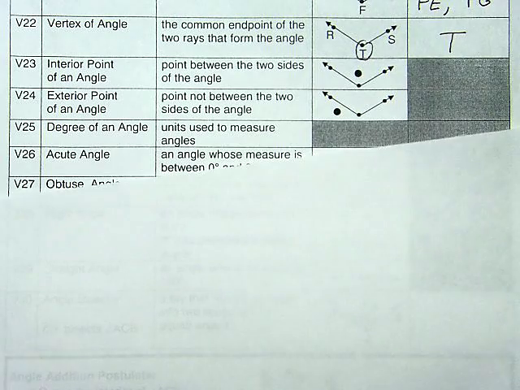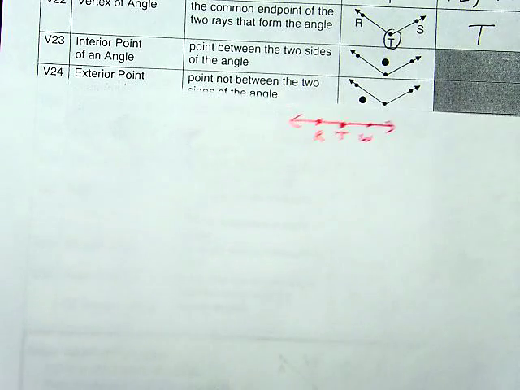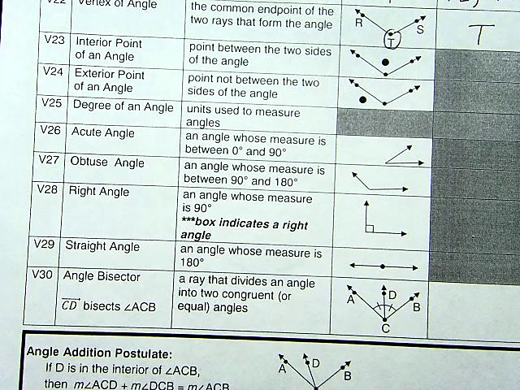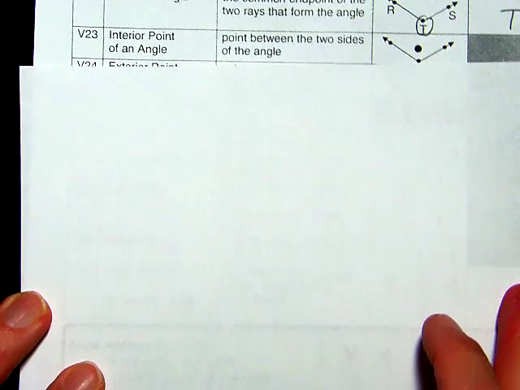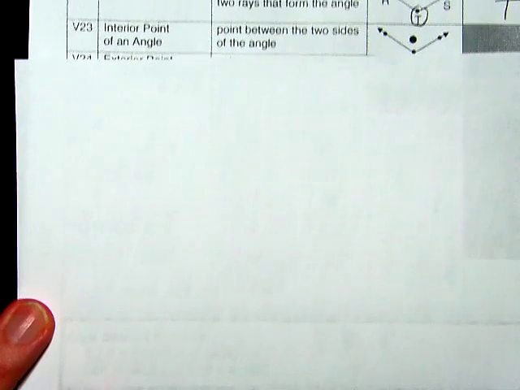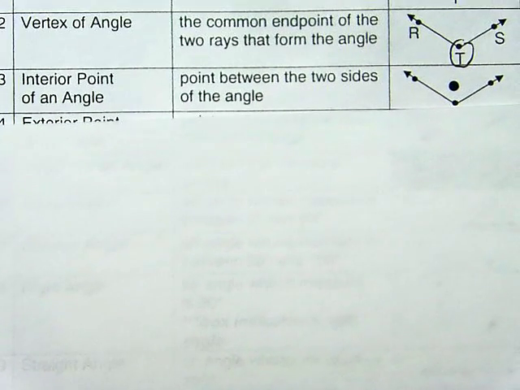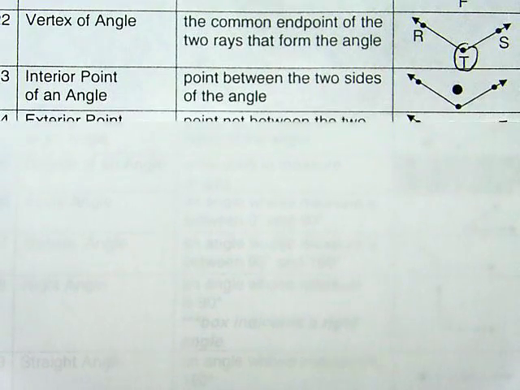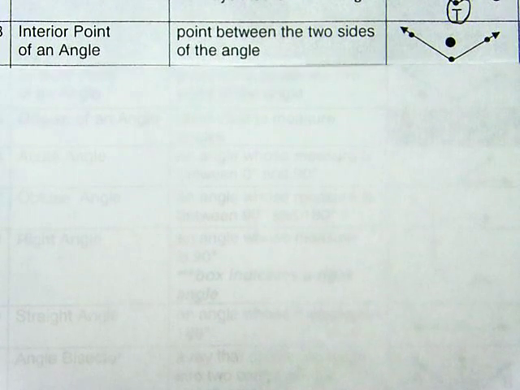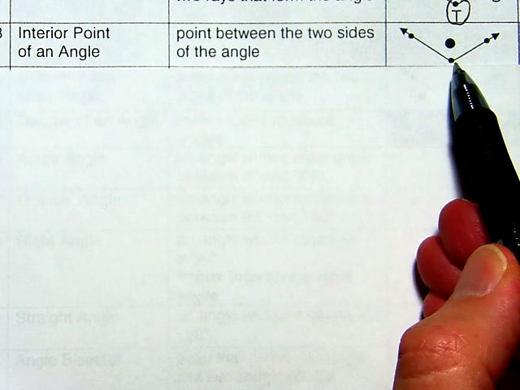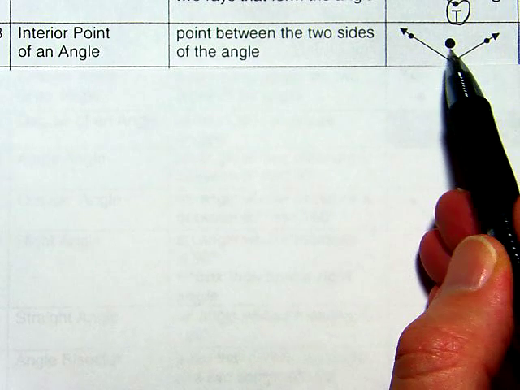Now let's talk about some other concepts related to angles. We have the interior point of an angle and the exterior point of an angle. So let's take a look at each of these in turn. The interior point of an angle is the point between the two sides of the angle. So let's take a bigger look at this. We've got ourselves an angle, and you can see that the interior point, which is this big dot, lies between the two rays that form the sides of the angle.